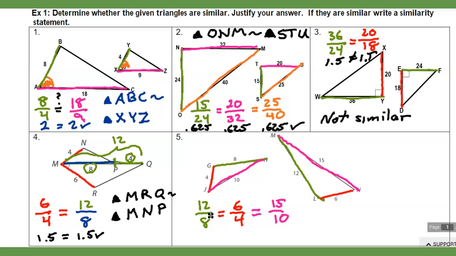1.5. 6 divided by 4, 1.5, and 15 divided by 10 is 1.5. If you did the small over large, you got 0.6 repeating over and over. Doesn't matter if you got 0.6 repeating for all three or 1.5 for all three, they match. So that's the whole idea.